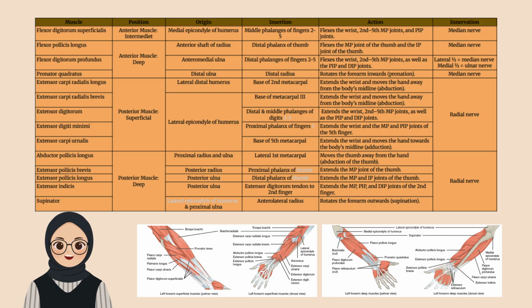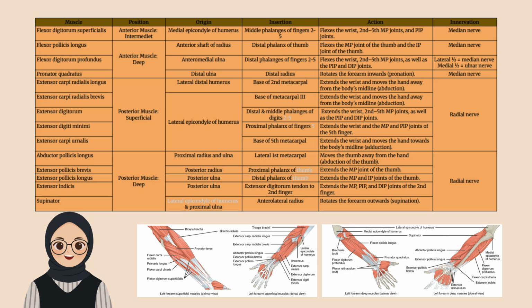And then extensor pollicis longus. The position is posterior muscle, deep, and the origin is posterior ulna. The insertion is distal phalanx of thumb. The action is extend the MP and IP joint of the thumb. The nerve is radial nerve.